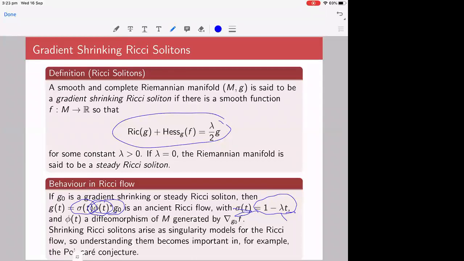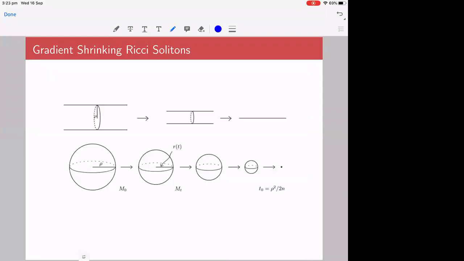Okay, so now let's have a look at the problem of trying to classify gradient shrinking Ricci solitons. All right, well, some examples. Now, don't be fooled. These pictures I've got here are again taken from Ecker's mean curvature textbook, I guess because I couldn't be bothered to find my own examples of these things. But the idea is that the cylinder and spheres are actually examples of gradient shrinking Ricci solitons.